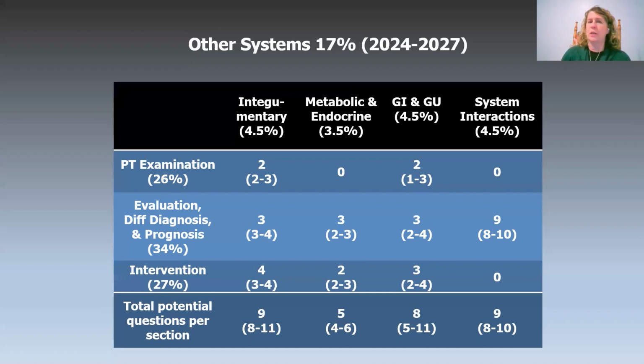Systems interactions, look at that. No exam questions, no intervention questions. These are all evaluation, differential diagnosis, and prognosis. So what is systems interaction? And it is 9 questions. So it's just as big as integumentary and GI and GU. Systems interactions is any pathology, condition, or intervention that affects multiple systems.